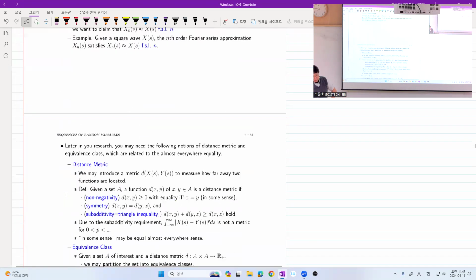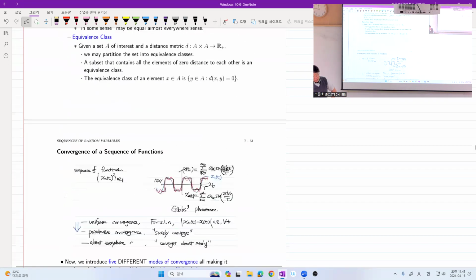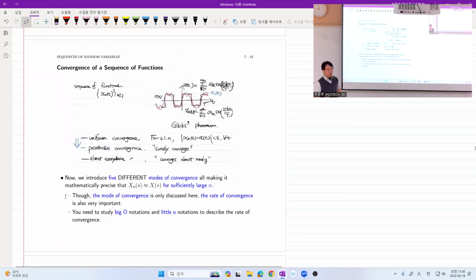Is that enough? And the answer is, of course, no. That's why we talk about this topic. So let's remind ourselves of the friendly Fourier series. What was the Fourier series?